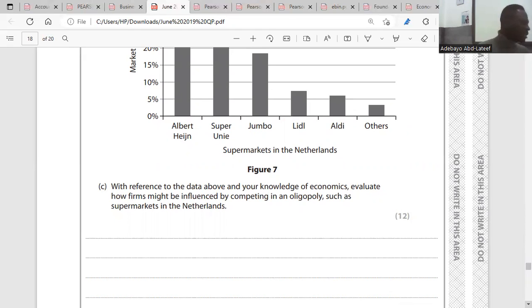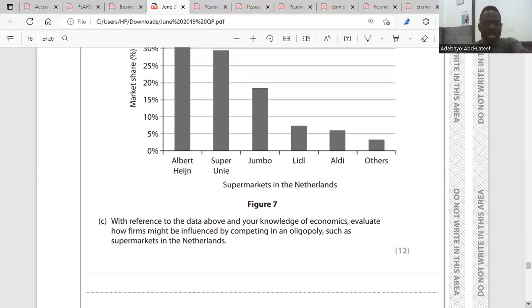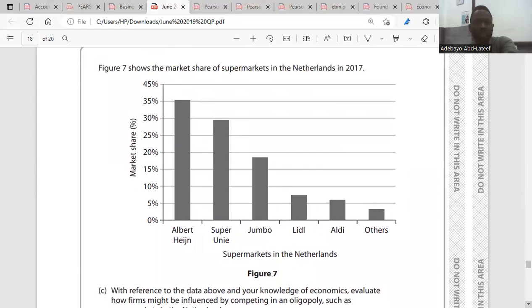Oligopoly or oligopolistic is a market structure where you have few large firms dominating the market. Few large firms are dominating the market, just like what is happening here. Albert, Super, and Jumbo are dominating the market. The rest are coming up. Do you understand? So that is the first thing you have to define.